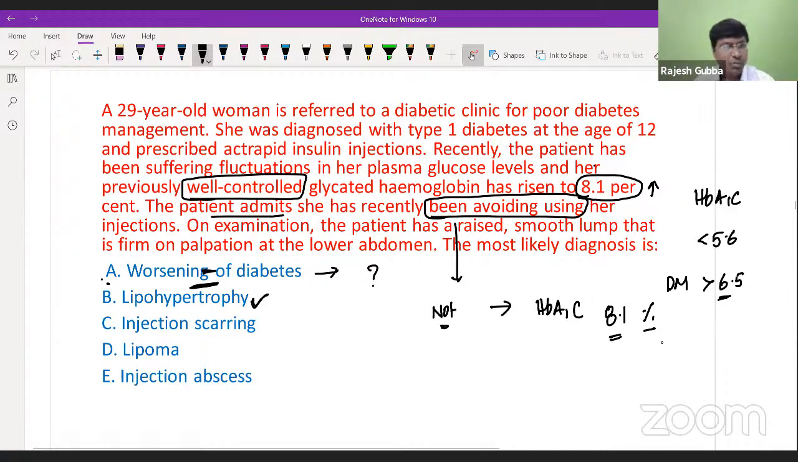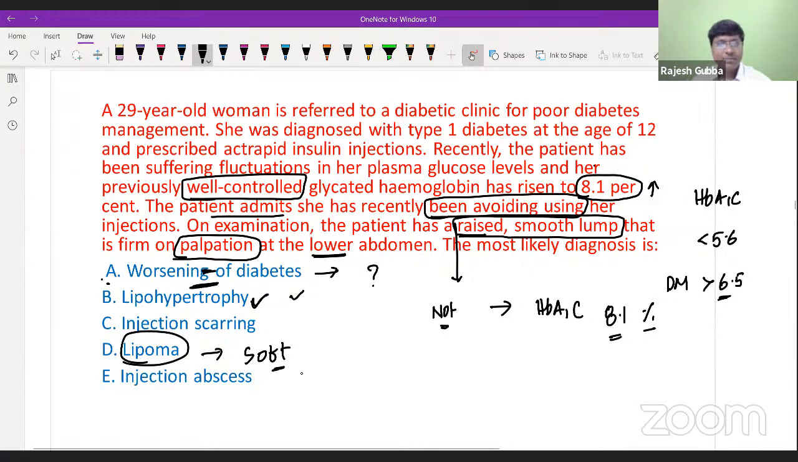Now, what is the point suggestive of lipohypertrophy? There is the presence of a raised smooth lump, which is firm on palpation at the lower abdomen. That is what is suggestive of lipohypertrophy. Right? And it is not lipoma. Lipoma will be very soft in consistency, right? And usually it is not seen over the lower abdomen.